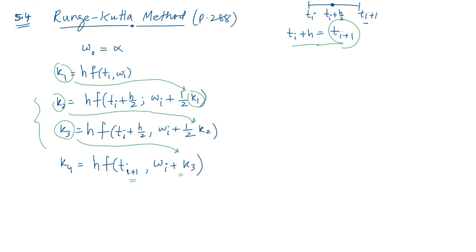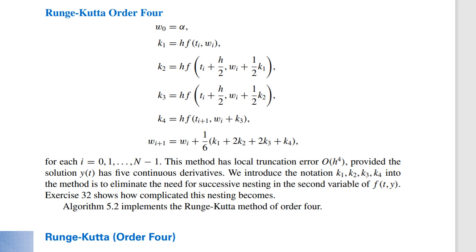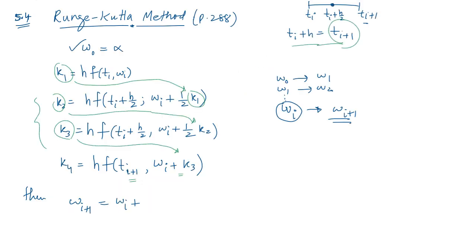Now once we have found all these 4, then your wi plus 1, the next one, because we are going from wi to wi plus 1, right? Because the first one is given. If I have w0, it will give you w1. When you have w1, it gives you w2, and so on. So from w2 to w3, w3 to w4. So now I will write the next step, which is wi plus 1 by 6 of k1 plus 2 k2 plus 2 k3 and k4.